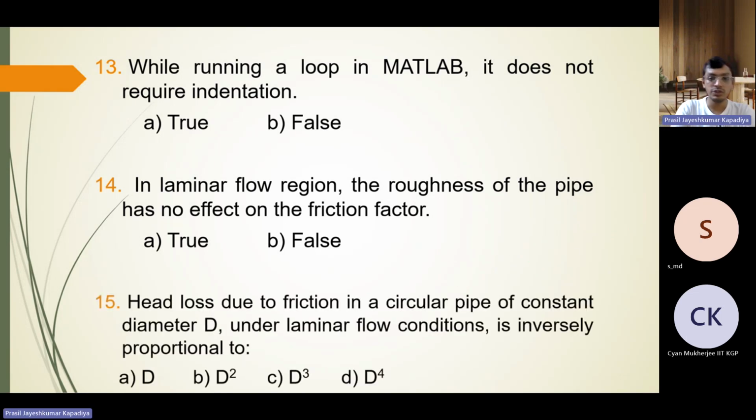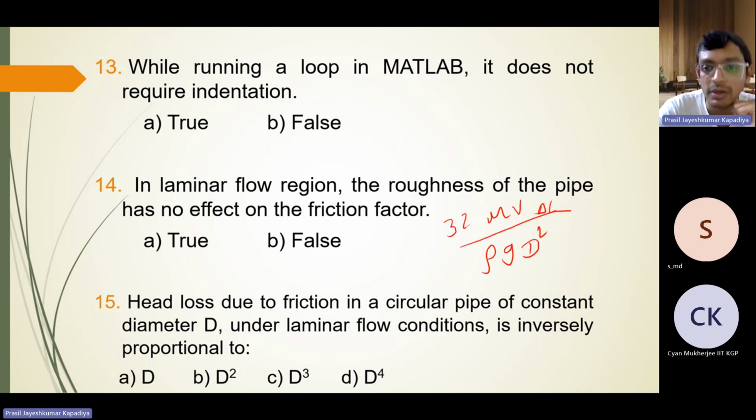Next problem. Head loss due to friction in a circular pipe of constant diameter d under laminar flow conditions is inversely proportional to what? So how is head loss given? I have written the equation. It is given by 32 mu V delta L divided by rho g d square. Now by seeing this equation, anyone can say that my answer should be d square. But it can't be d square because velocity already has a diameter term, right?